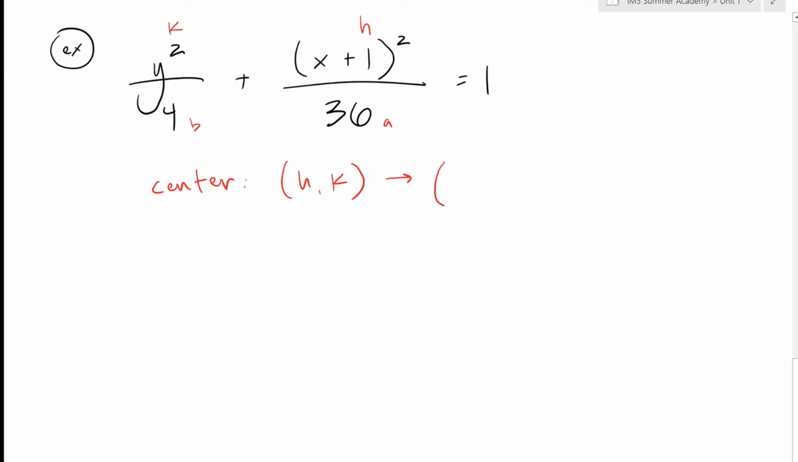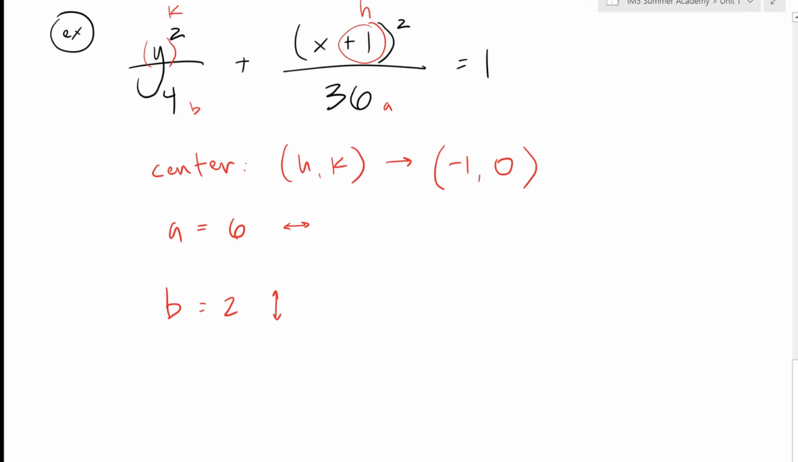All right, so my h, I see positive 1, I'm going to write negative 1. K, no set of parentheses here. I can put some, but you see there's no number in there. We always need a number. That number is going to be 0. If we don't see a number there, it's going to be 0. All right. As for a and b, got to be careful. A is this one over here. Square root of 36 is 6. That's my side to side. B, square root of 4 is 2. That's my up and down. Okay, so this one was tricky because we were missing numbers. But we can still graph it.